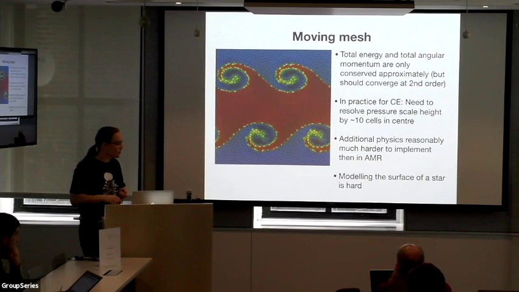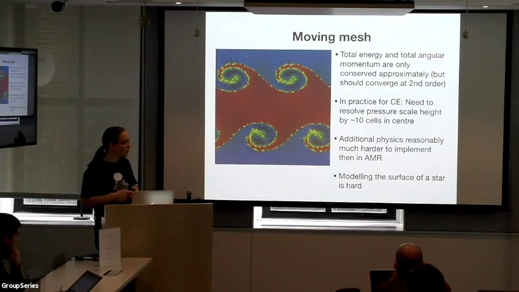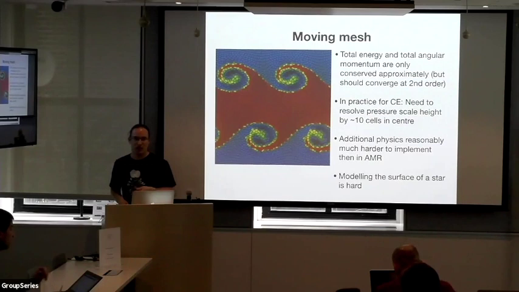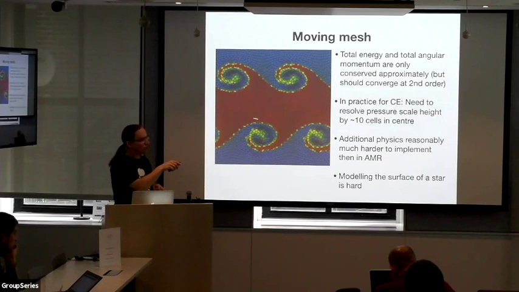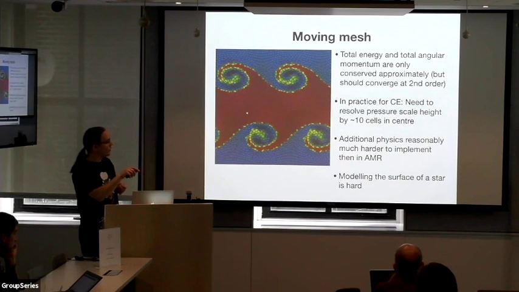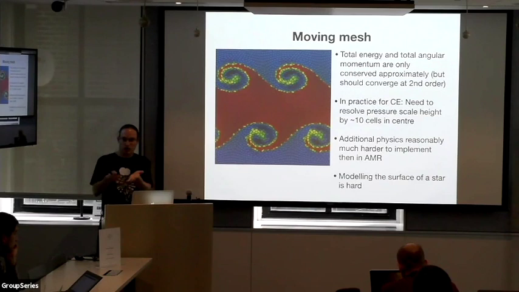Additional physics turns out to be much harder to implement than in an AMR code. That's in general not an issue with a moving mesh. It's just an issue with the unstructuredness of the mesh, because the number of interfaces changes. There's no clear rule where your neighbors are relative to a cell, so anything like that makes a lot of solvers more tricky. It's also an issue if you have problems with the regularization of the mesh. If you get distorted cells, that makes a lot of these more complicated solvers much more unsafe.